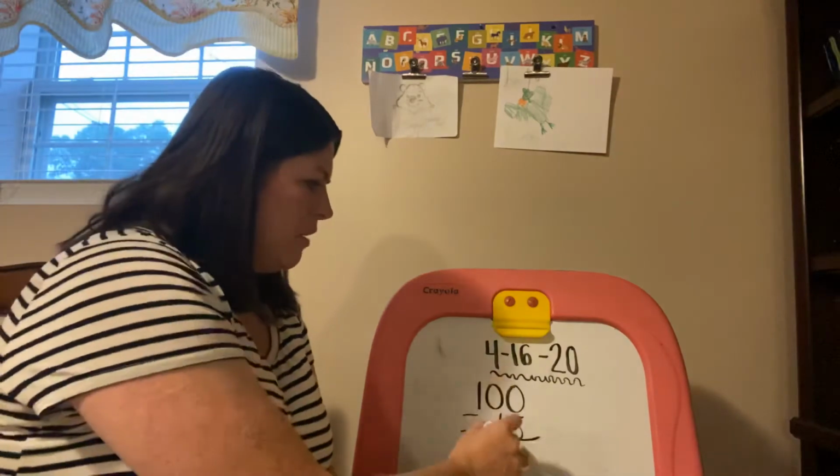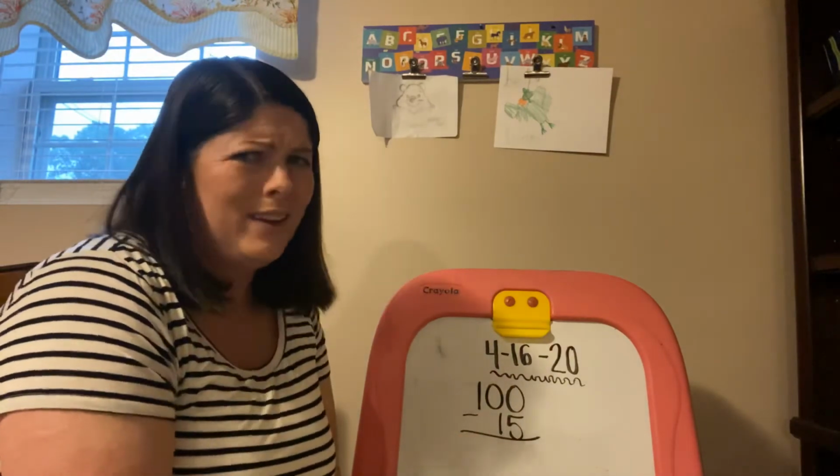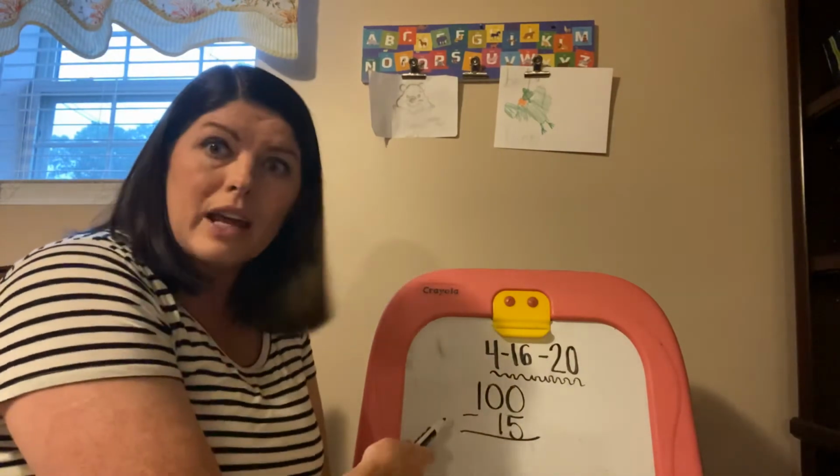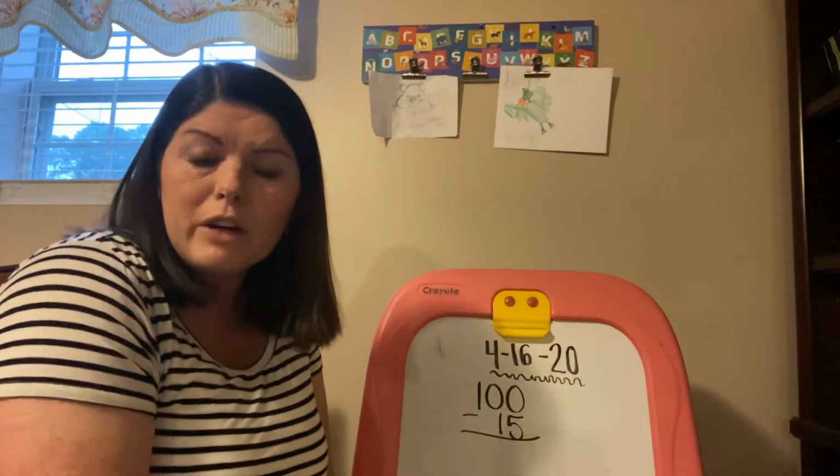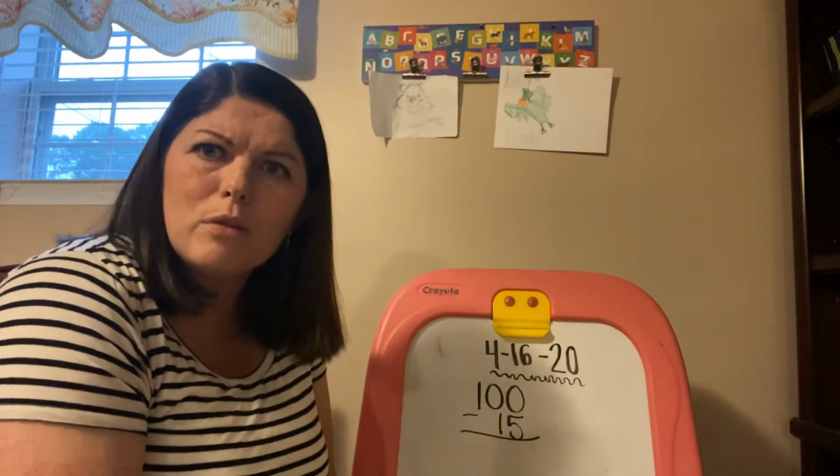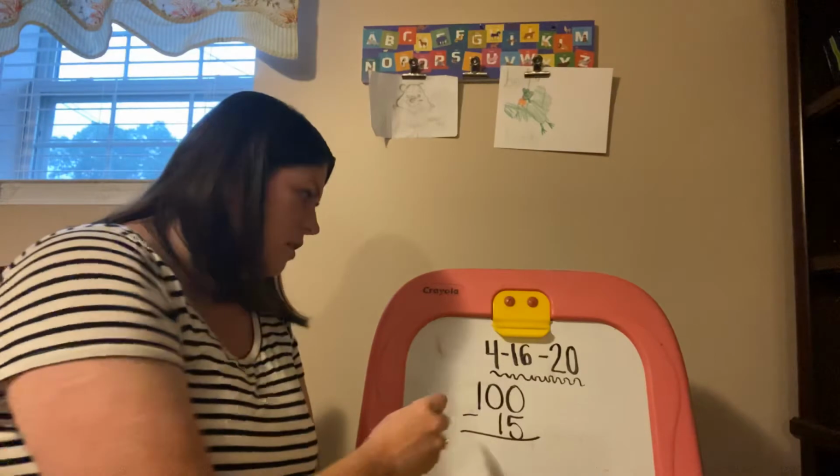Good. So we have 0, take away 5. Can we do that? No, we can't do that. So we go to our neighbor next door. We want to regroup, but there's nothing there to regroup. So what do we need to do? Go to our neighbor next door.